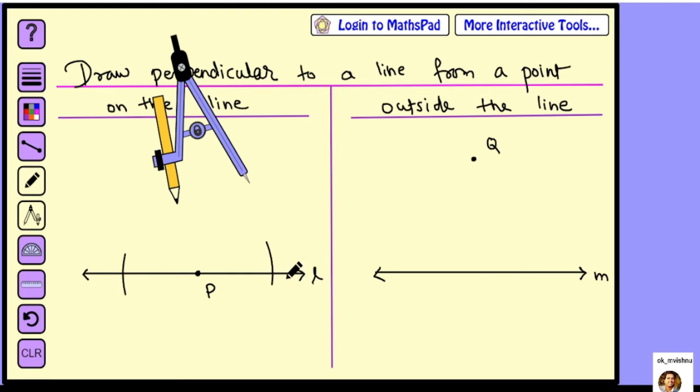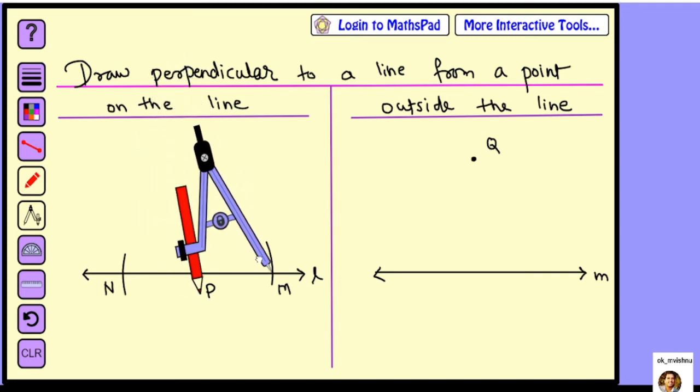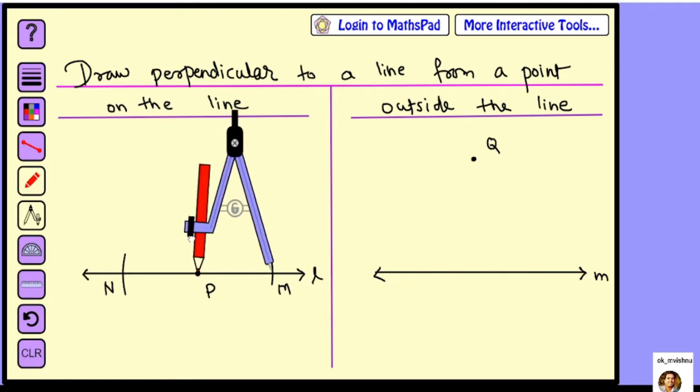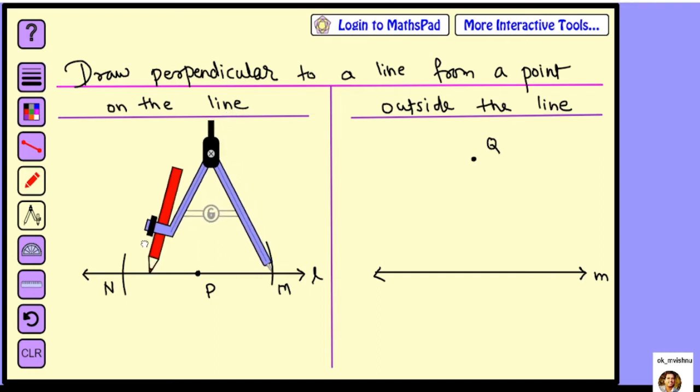Once you get the arc, you'll get points of intersection. Just name them. I'm labeling them as M and N. Now from these 2 points, we need to draw arcs. The tip of the compass on point M. Take distance more than half. So MP is the distance. Half of the distance, take more than half.